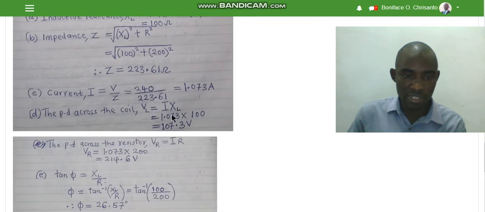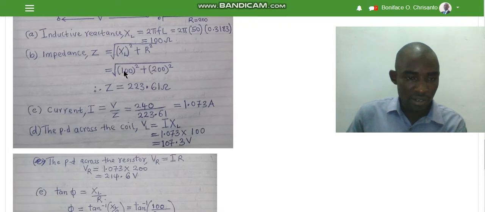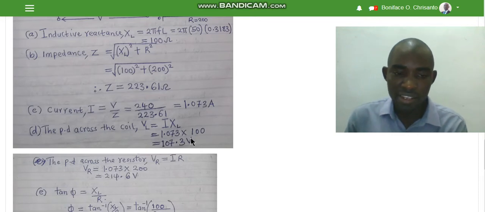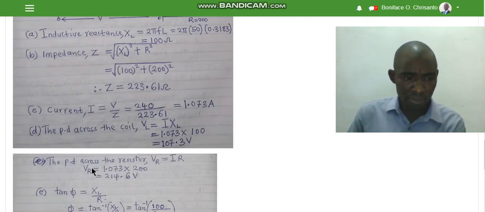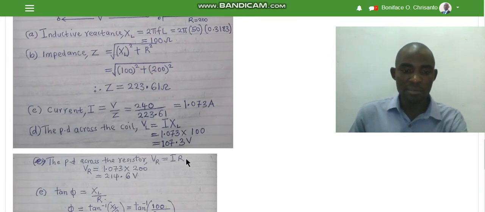This current, bring it here. XL, remember, was our inductive reactance. We got it up here. Our inductive reactance was 100. So if you multiply, your answer becomes 107.3 volts. That is the potential difference across the coil. The potential difference across the resistor, VR, is given by current multiplied by the resistance. The current multiplied by the resistance, you get this.